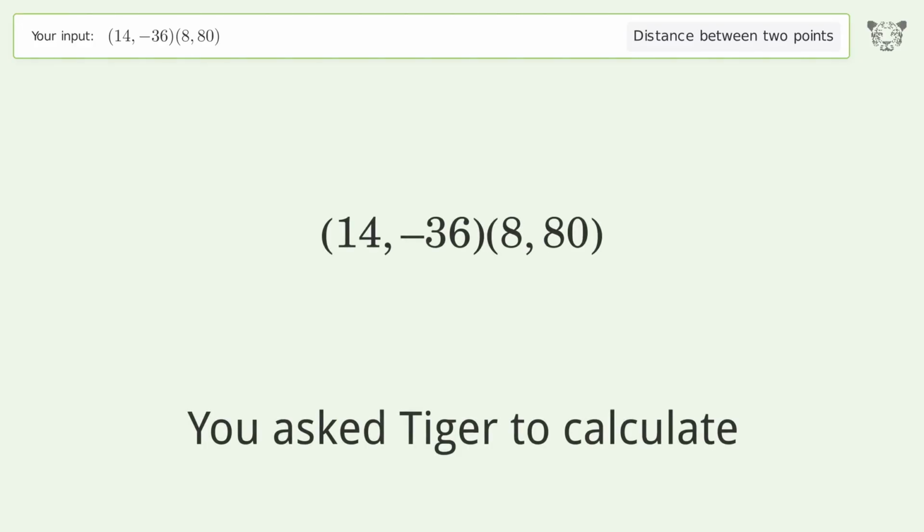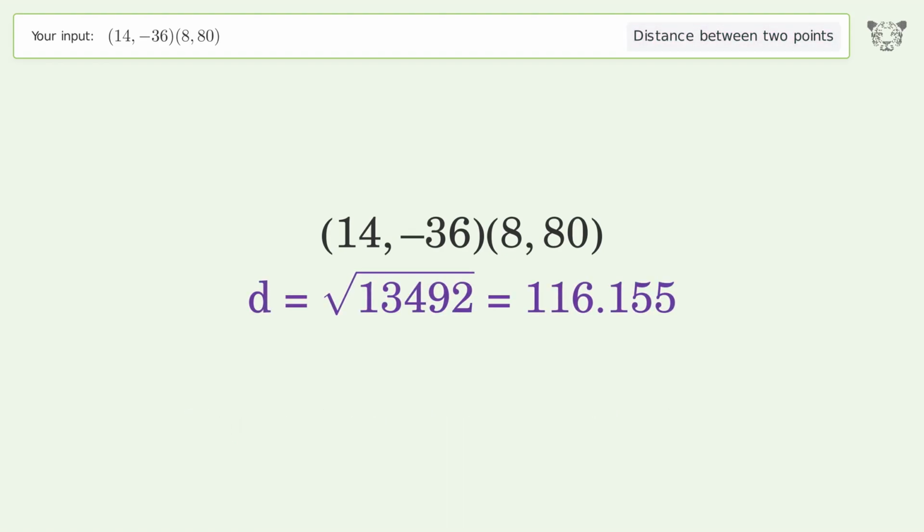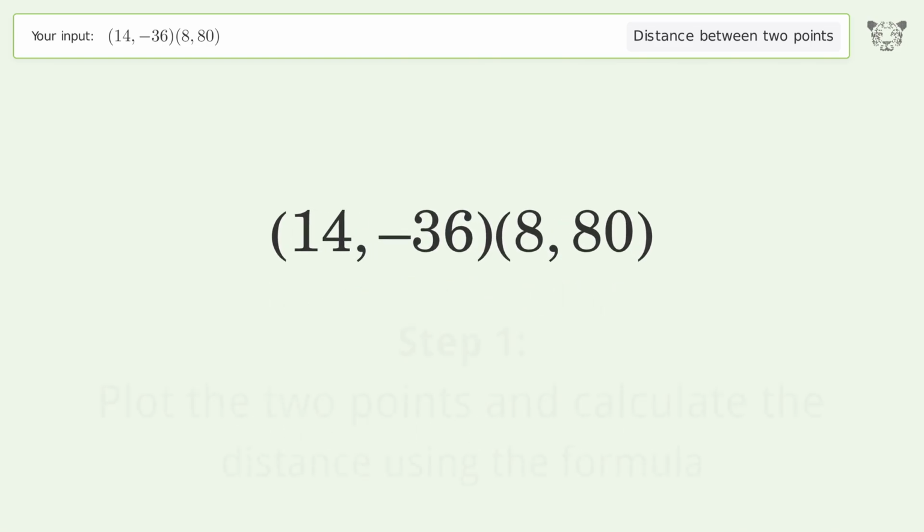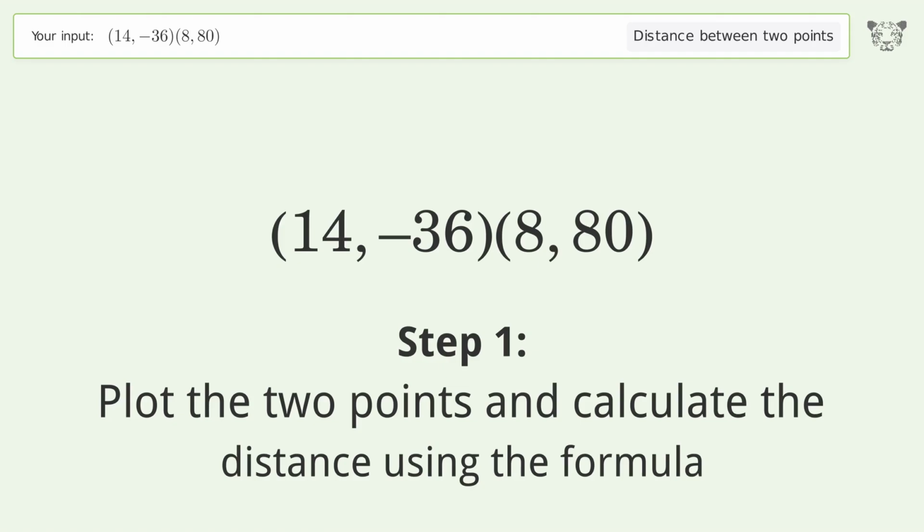You ask Tiger to calculate. This deals with the distance between 2 points. The distance between the 2 points is the square root of 13,492 or 116.155. Let's solve it step by step. Plot the 2 points and calculate the distance using the formula.